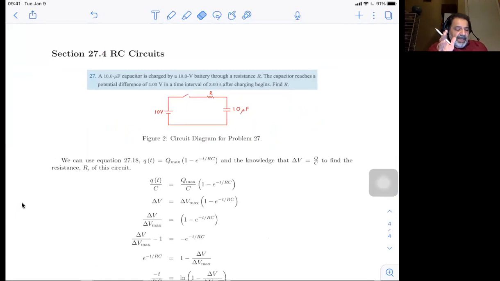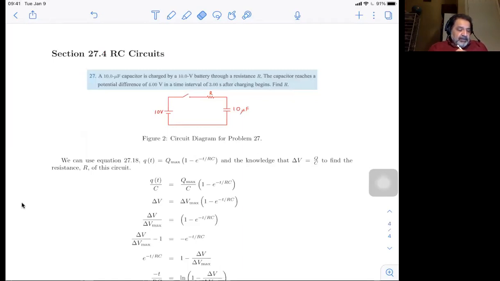Now we can use equation 27.18. Q(t) is equal to Q max times 1 minus e to the minus t over tau, where tau is equal to RC. And the knowledge that delta V equals the charge divided by the capacitance to find the resistance R of this circuit. So we just divide both sides by the capacitance.